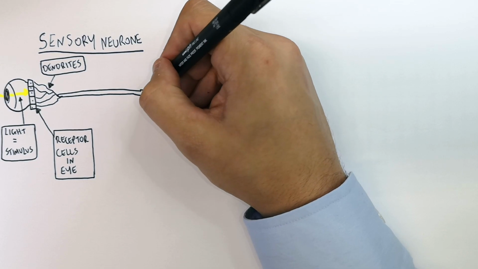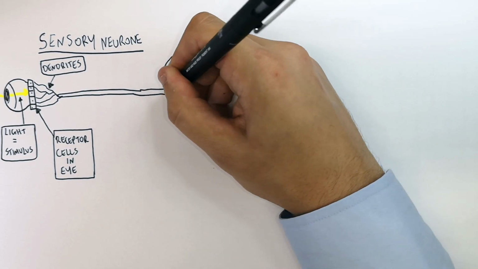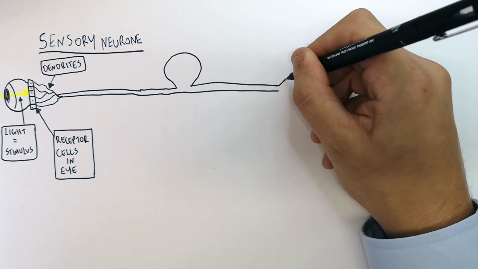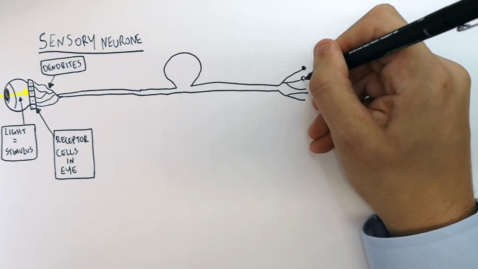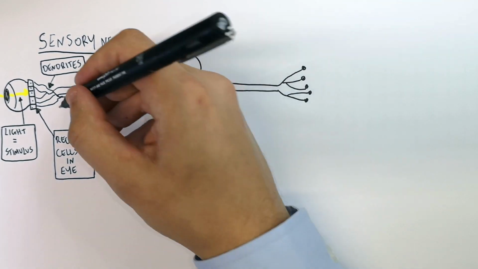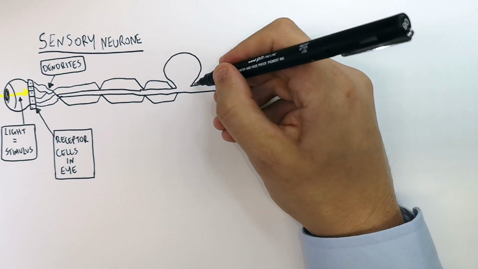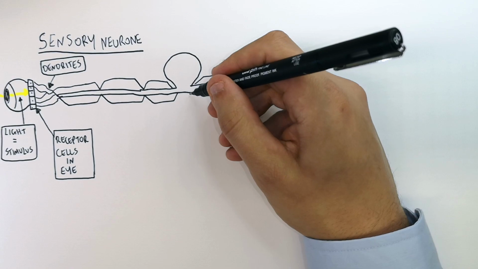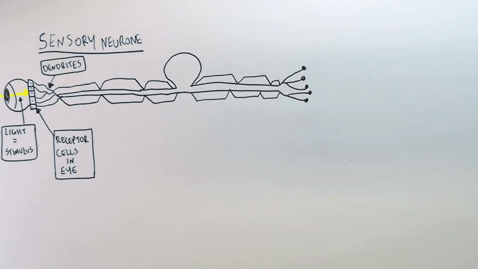I'm now drawing the dendron. The dendron then connects to the cell body, and then the axon, and now I'm drawing the axon terminals, which are the end of a neuron. These are the myelin sheaths that surround the neuron of the sensory neuron.